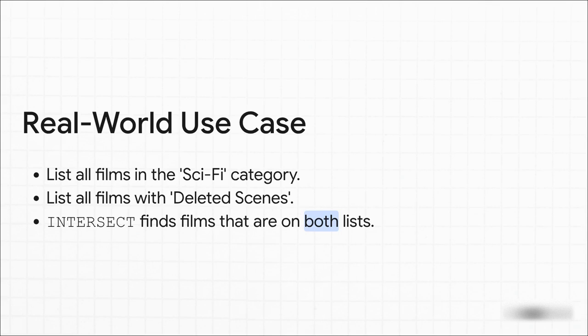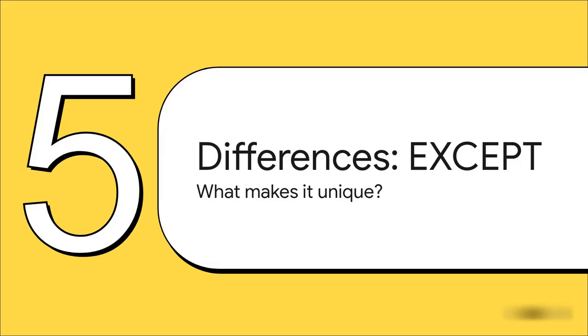And this isn't just for music playlists, of course. This logic is super powerful for all sorts of real-world problems. Imagine you're working with a huge movie database. You need to find all the sci-fi films that also have deleted scenes. Easy. You get a list of all sci-fi movies, a second list of all movies with deleted scenes, and Intersect will instantly show you only the movies that are on both lists. Perfect.